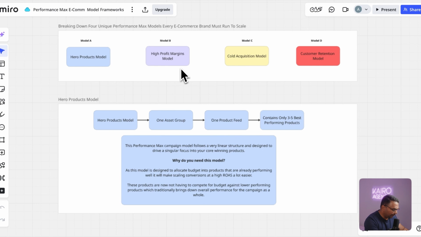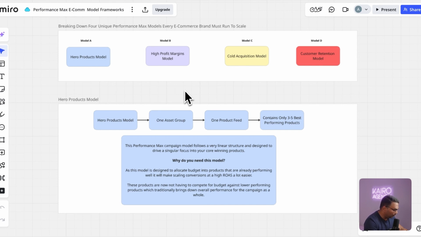Now, what do I mean by that? They have one PMax campaign that just has all of their products in it within one asset group using really generic copy, and they expect it to do all the heavy lifting for them. As good as Performance Max campaigns are, you need to be strategic in the way that you deploy your PMax campaigns around your products, and that's exactly what this video is for.